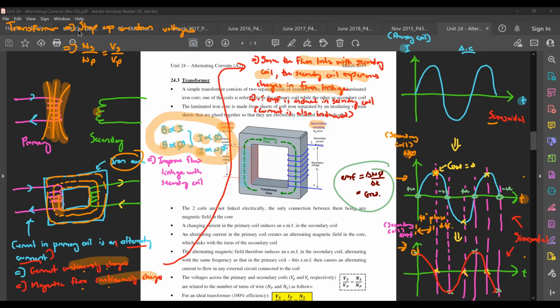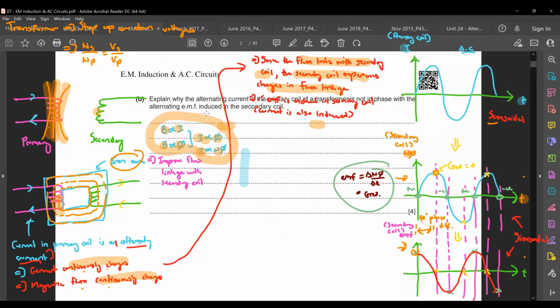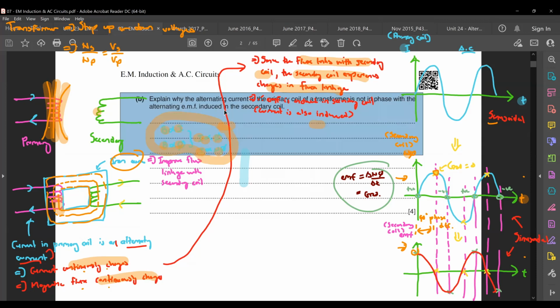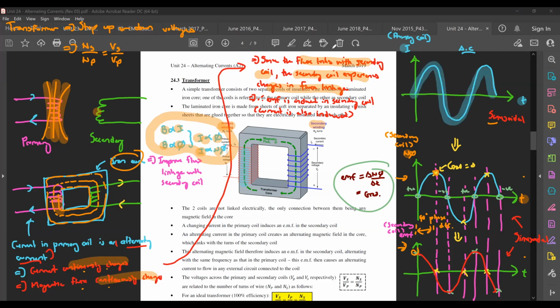Why do I need to explain such a long-winded working here for you? It is because you need this to answer your question in page two, part B. They ask you to explain why the alternating current in the primary coil of a transformer is not in phase with the alternating EMF induced in the secondary coil. So the understanding is basically this. Why isn't the alternating current in my primary coil in phase with the EMF induced in my secondary coil?